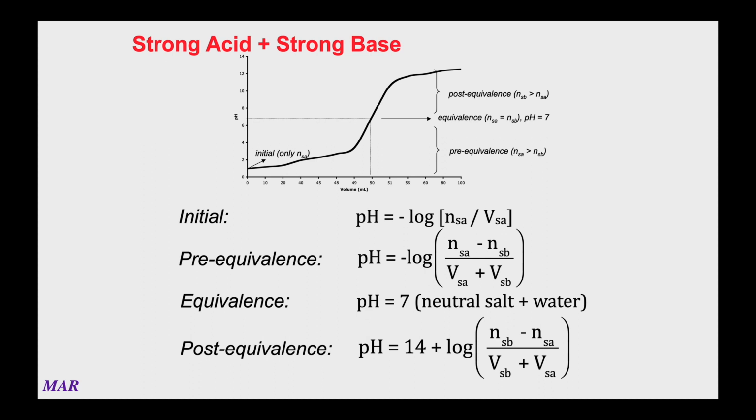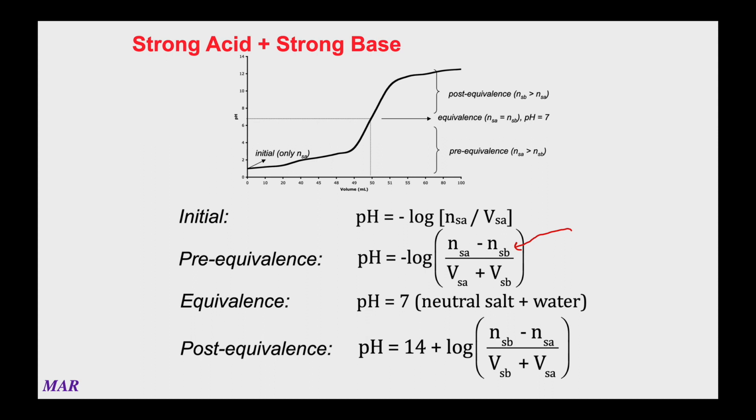Now at the pre-equivalence region, you still have more strong acid than you have the strong base you're adding. So the equation is overall minus log NSA divided by total volume. But you have to take out the moles of strong base that have been added, because those moles of strong base go after the strong acid. NSA minus NSB is still a number larger than 0. All right, so it's not going to 0, but you have less moles of strong acid than you had. And in the bottom part, you have to use the total volume.